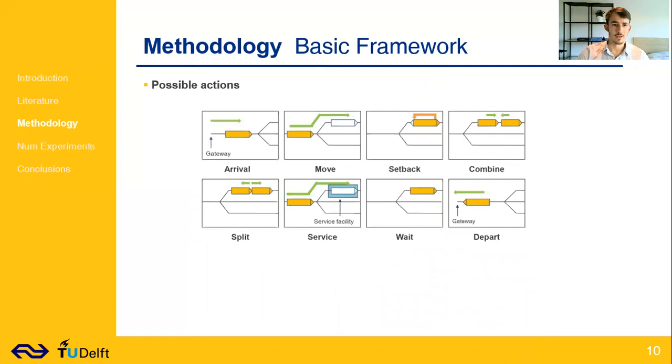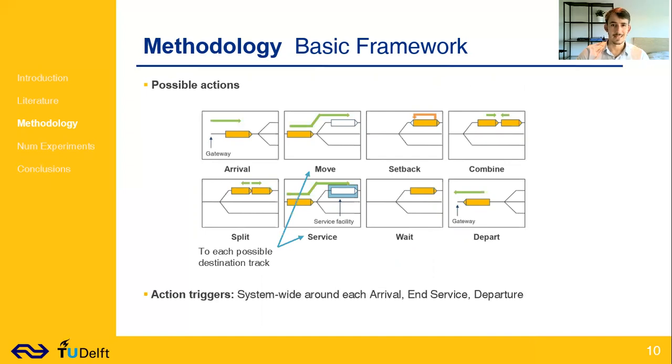So we have arrival, movements, setback or change direction, combining and splitting, servicing, waiting or do nothing, and departing. We'll have as many movement and service actions as possible destination tracks. And lastly, we're using some action triggers, which are points in time created system-wide around each arrival, the end of service, and departure event, in which agents are prompted to perform an action.